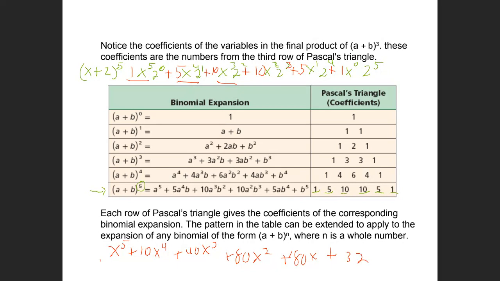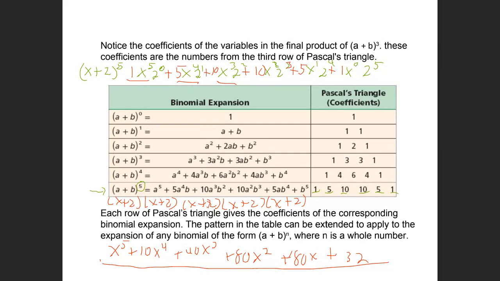And there, without having to multiply x plus 2 times x plus 2 times x plus 2 times x plus 2 times x plus 2, which would take me probably an hour or so, I've multiplied it out using Pascal's triangle.